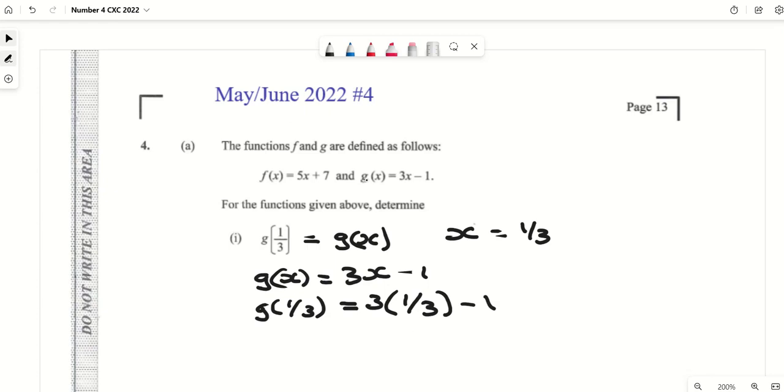minus 1. Remember, the brackets tell us, according to the distributive law, when you have a number right outside a bracket, you have to multiply, right? So 3 by a third, let's just do it so you guys can see. 3 over 1 multiplied by 1 over 3. 3 into 3, 1. 3 into 3, 1. So 3 by a third would be 1, minus 1, which is equal to 0. And that is how you would do this first question.